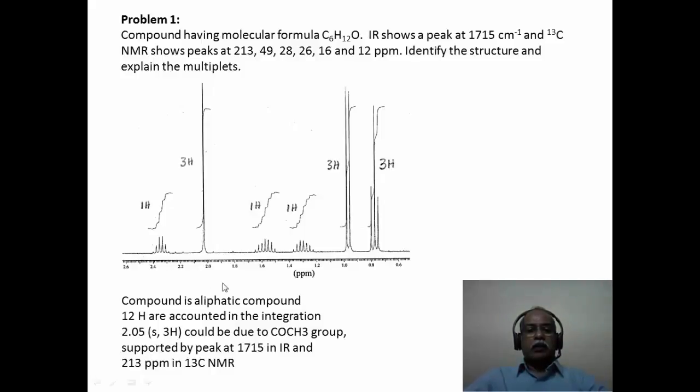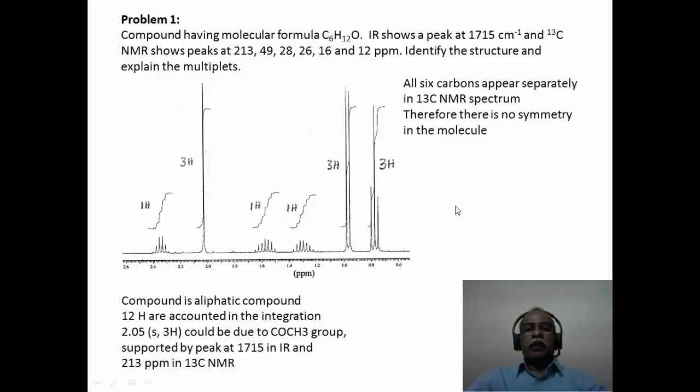Now there is a signal at 2.05 which is a singlet of 3 hydrogen intensity. Because it is an aliphatic compound, we can conclude that it is a COCH3 kind of group, which is further supported by the fact that you have a carbonyl peak at 1715, which is a saturated carbonyl compound peak, and also there is a peak at 213 which corresponds to the carbonyl region in the carbon-13 NMR spectrum of this compound.